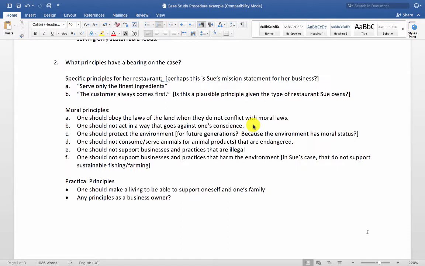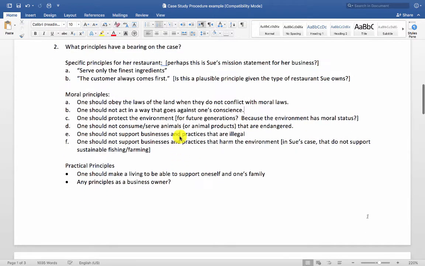But we don't know Sue's conscience. This is a hypothetical case. Her conscience is struggling right now. That's why it's a difficult decision, but most of the time she's going with her conscience. One should not consume or serve animals or animal products that are endangered. That could be a moral principle. One should not support businesses that are illegal. One should not support business practices that harm the environment. So she is all about this. So these are moral principles.